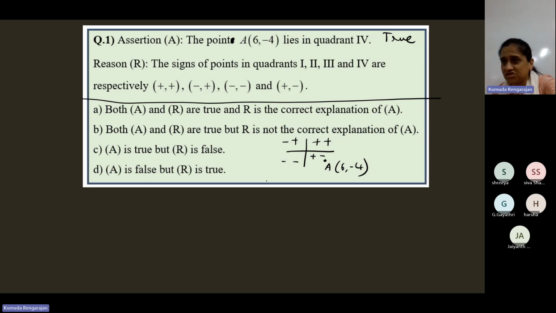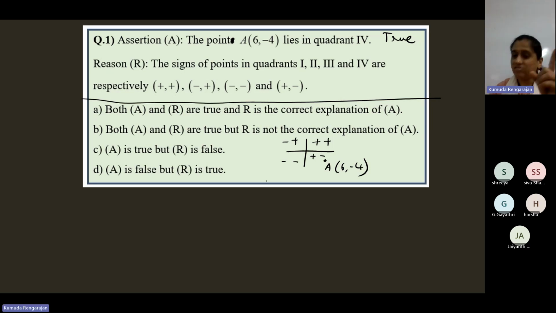Let's take the assertion statement as it is. I'll just change the reason statement. Let's say the reason statement is: origin is the point where the x-axis and the y-axis meet. Is it true or false? It's true. Yes, origin is the point where the x-axis and y-axis meet. So the assertion statement is true, the reason statement is also true, but the reason is not the correct explanation for the assertion statement. Why? It's talking about something else irrelevant to the assertion statement.